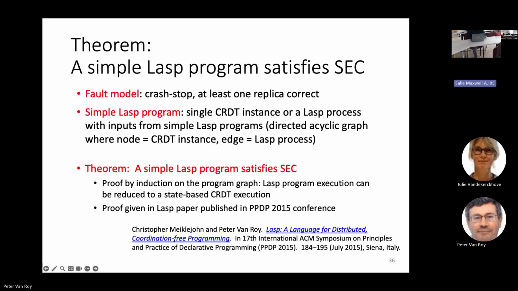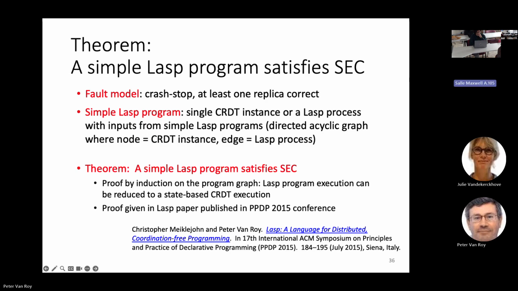And we proved the theorem. I told you I was going to show you some theorems. So assuming we have a crash-stop model and at least one replica is correct, assuming we have a directed acyclic Lasp program, then the theorem is it satisfies strong eventual consistency. So the CRDTs do it, but the whole program also. And we actually proved this. It's one of the rare times that I made a mathematical proof.